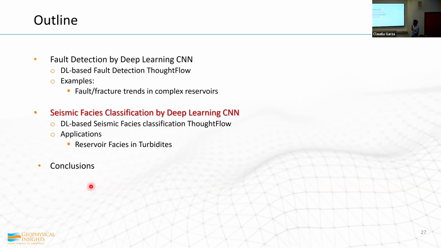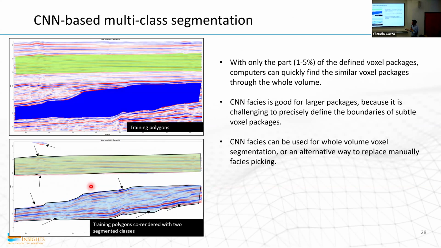Okay, so next is seismic facies classification, also by a deep learning convolutional neural network. Similar to fault detection, it also uses AI to help us recognize or extract the labels from your seismic data. It is very similar to fault labels and fault detection, but this seismic facies one is for multi-class segmentation. For fault detection, it's just a binary classification, either fault or non-fault.